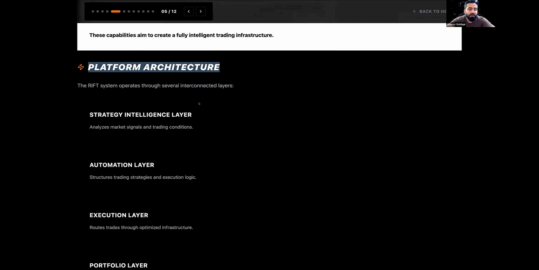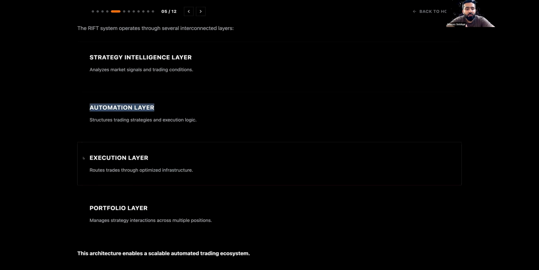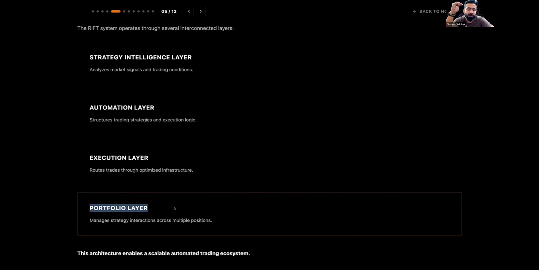Then this is the platform architecture on which Rift is built. Strategy intelligence layer of Rift. Then there is automation layer of Rift. Over the automation layer, there is execution layer, and then there is portfolio layer, where you will see your complete portfolio in self-custodial wallet.